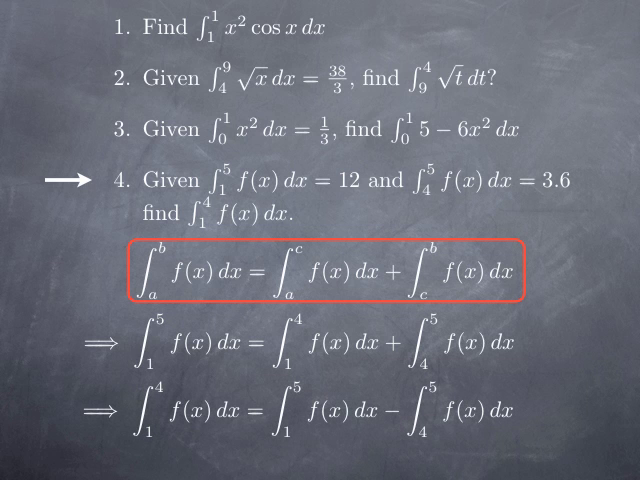Solving for the integral I'm looking for, the one from 1 to 4, I obtain that it's equal to the integral of the function from 1 to 5 minus the integral of the function from 4 to 5, and I have values for these two integrals, which I just plug in, 12 minus 3.6, and I get 8.4.